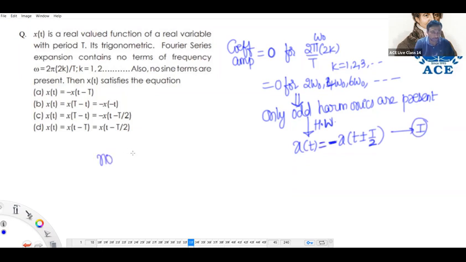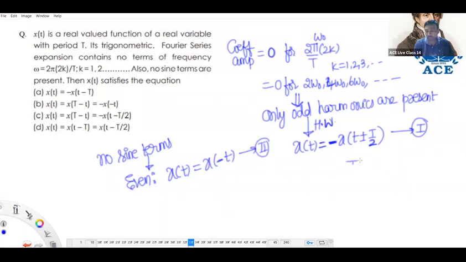No sine terms is an indication that only cosine terms are possible, means even. Even signal condition is xt equals x of minus t. Equate 1 and 2, you can feel option C.